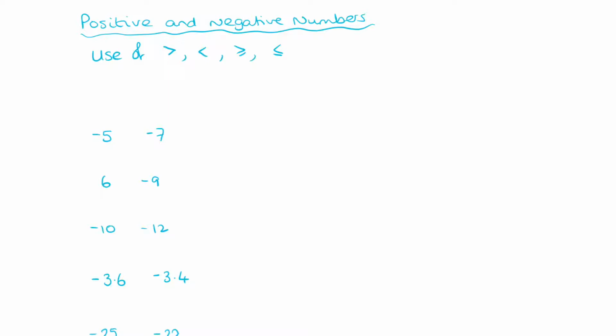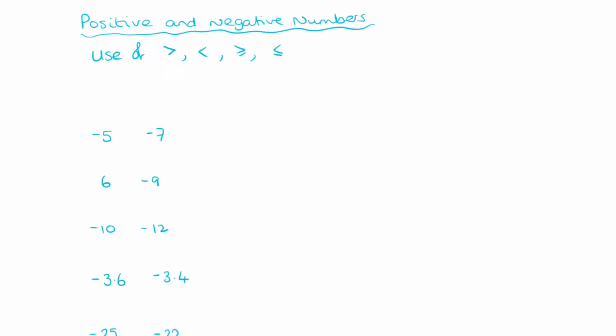So we're going to look at these 4 signs here. So remember what these signs mean. This one means bigger than, this one means less than, this one means bigger than or equal to, so it can include the number on the right, and this one means less than or equal to.